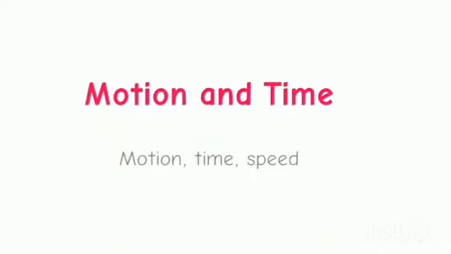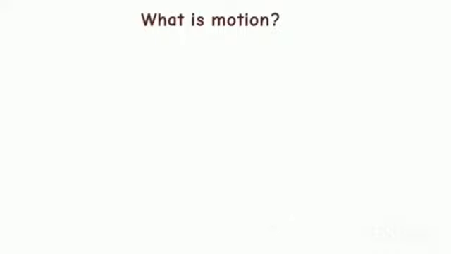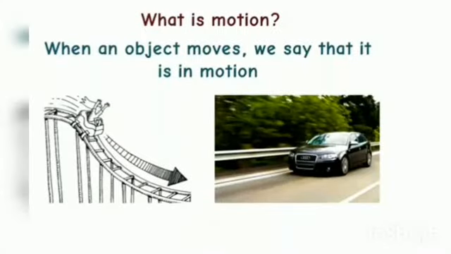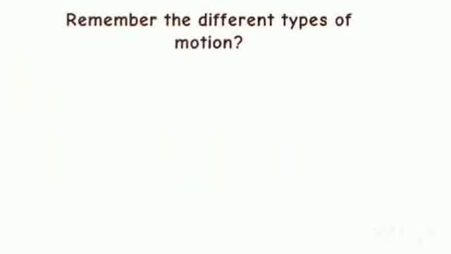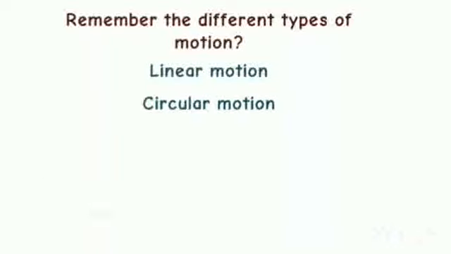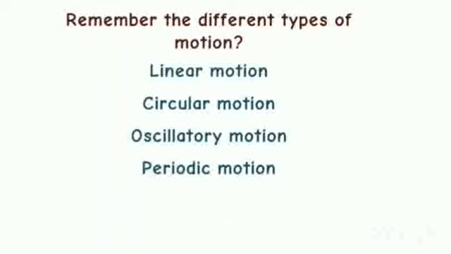In this video we will discuss motion, time and speed. Okay. So first of all, what is motion? When an object moves, we say that it is in motion. Remember the different types of motion we have discussed in the previous class? Linear motion, circular motion, oscillatory motion, periodic motion and random motion.